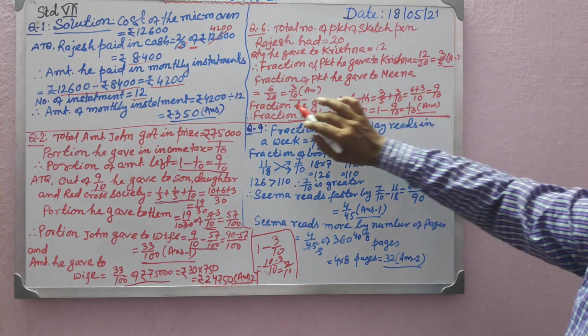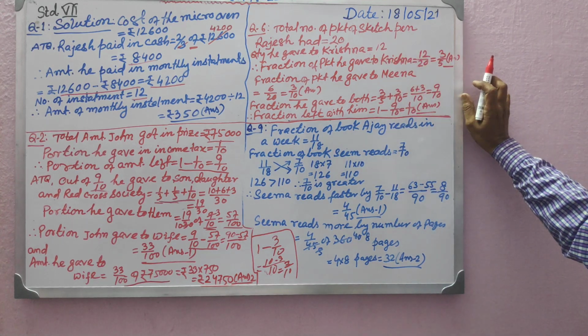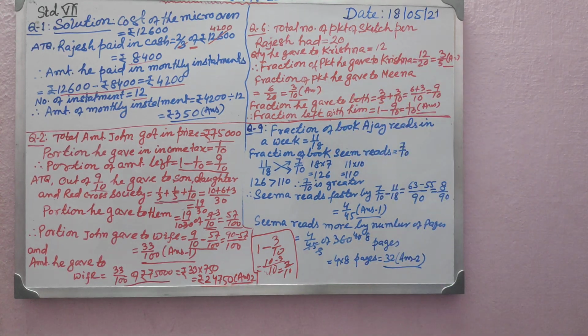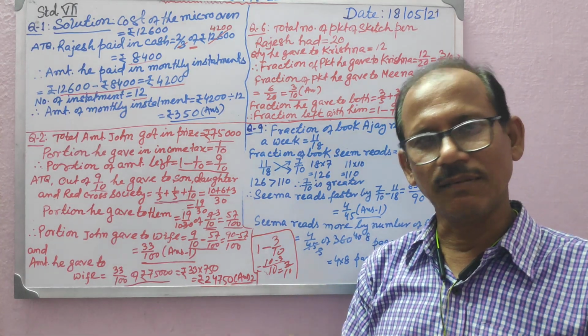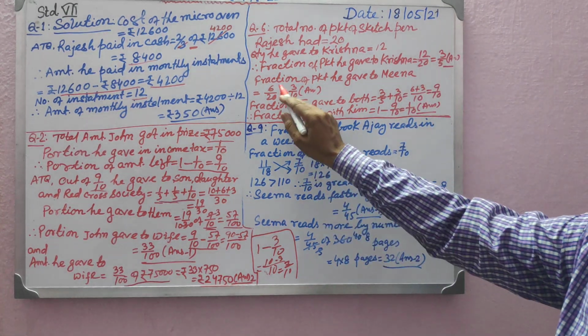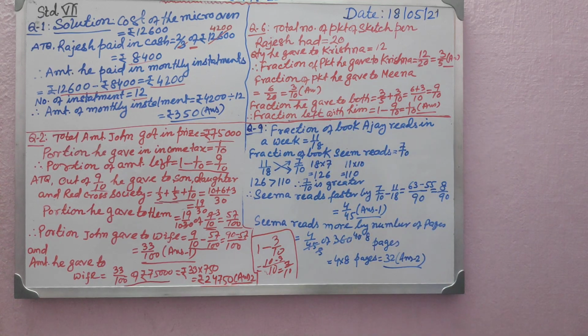It is given in the question that he gave 6 packets to Meena. So the fraction he has given to Meena is the number of packets given to Meena divided by the total number of packets, that is 6/20, which is 3/10. So the fraction he has given to Meena is 3/10.